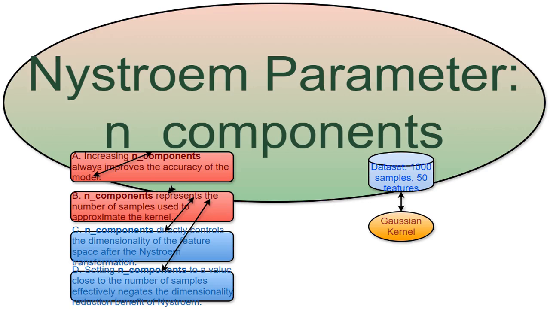I want to be clear. This statement is false. While increasing the number of components in Nystroem generally leads to a better approximation of the kernel, it doesn't guarantee improved model accuracy. It's possible to overfit the model by using too many components. Think of it like adding too many ingredients to a cake. You might end up with a mess.